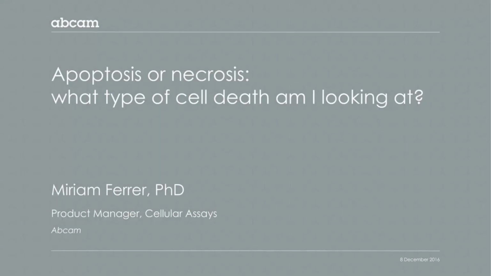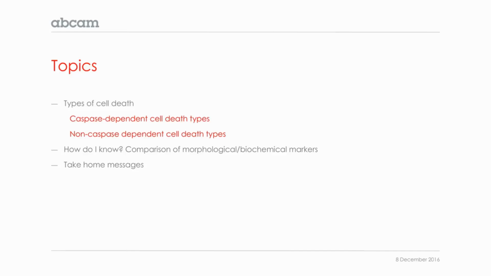This is the third webinar of a series of 3 where we have been looking at different aspects of cell death. In this session I will talk to you about the different types of cell death that have been described up to date and how we can differentiate between them. As I've mentioned, in this session we will look at different types of caspase-dependent and independent cell death and what are the key markers for each type.